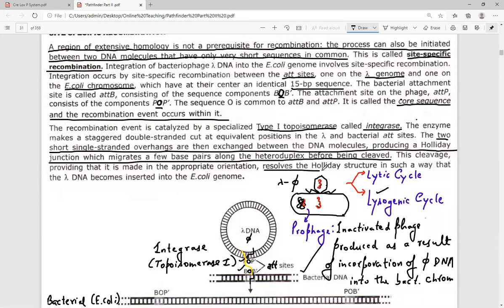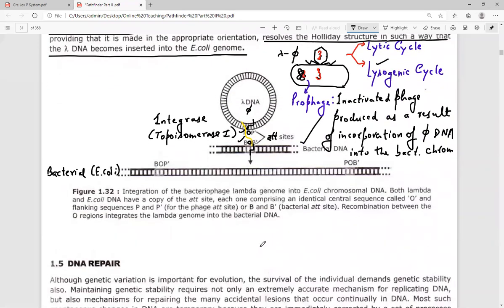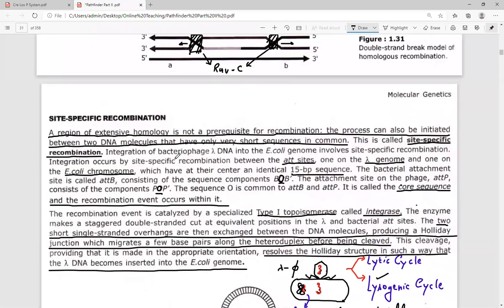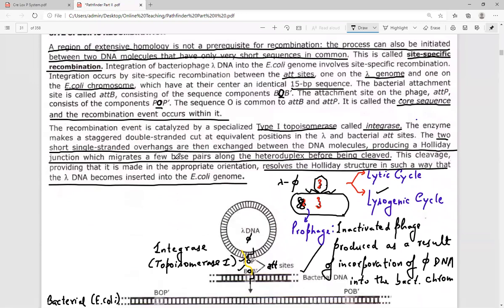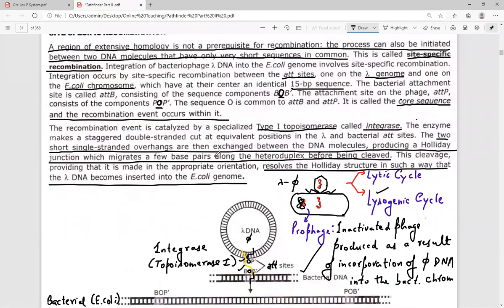and the resolution of the Holliday junction is going to take place in such a way that the lambda genome becomes integrated into the E. coli genome. Ultimately, the lambda genome will get integrated into the E. coli genome and form the double stranded DNA molecule. So, this is how the integration is going to take place. Is this clear to everyone? I'm going to show you the animation and we are going to discuss it. Okay, so no doubt about how the integration is going to take place.